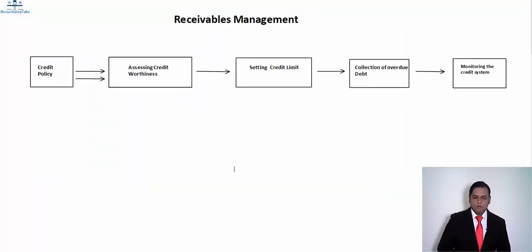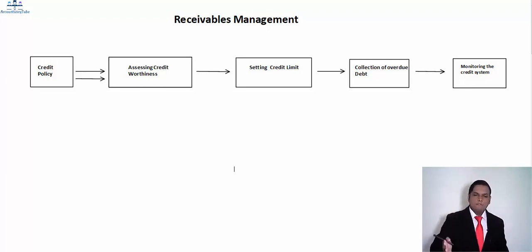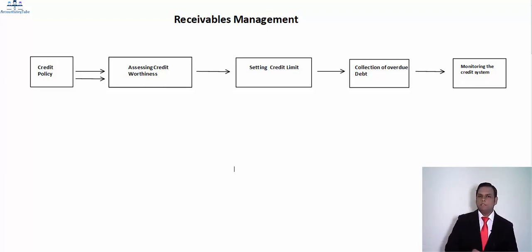I've also drawn a flowchart for the ease of learning. We have a credit policy. Now, the credit policy, as I've just told you, should include all those factors, all those 7 points which I've just mentioned. After the policy making, we go to the first step. The first step is assessing credit worthiness.